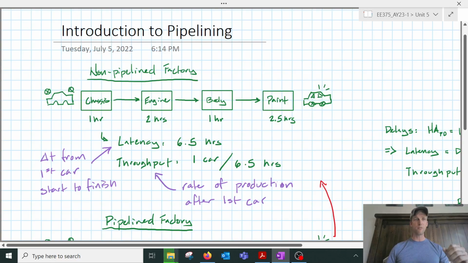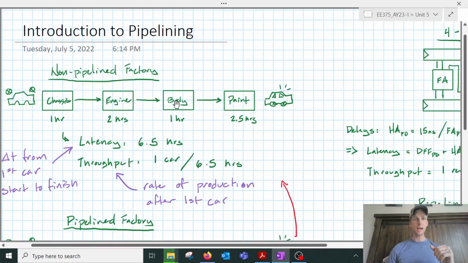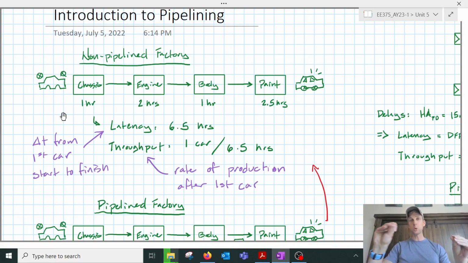And so in a non-pipeline factory, one group of parts goes into this first stage to have the chassis assembled, and no other car can get started until that vehicle is all the way to the end. Once that first vehicle is finished and is a complete product, then we take another group of parts and send it into this pipeline. And that is not unlike the way our current LC3 runs. Once we start an instruction, we have to wait for the LC3 to totally complete processing before we start the next instruction.